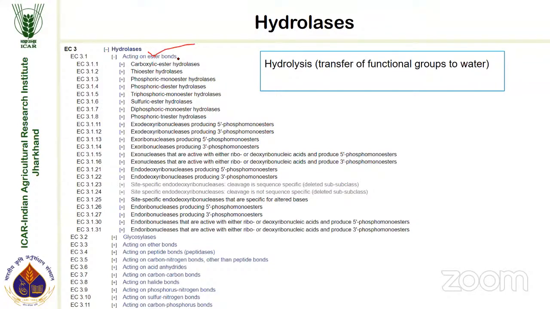Most of the hydrolases act on ester bonds, or they can act on glycosylases. They also can act on ether bonds, peptide bonds, carbon-nitrogen bonds, acid anhydride bonds, carbon-carbon bonds, and halide bonds. So it's a very big class of enzymes where you will have various entries. Okay, so this is how you have several examples of hydrolases.